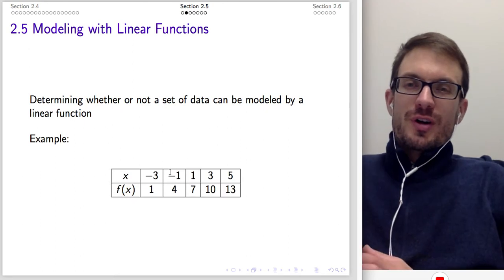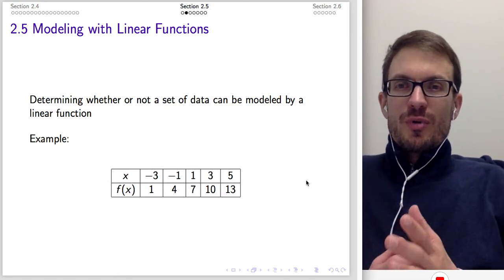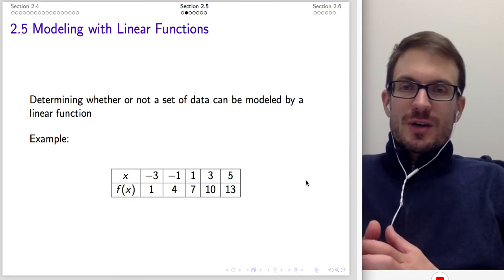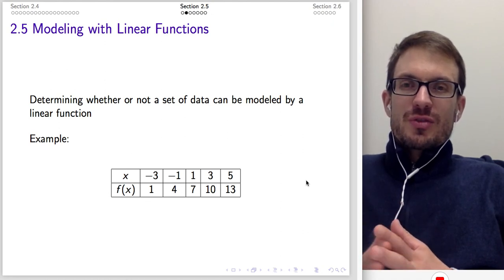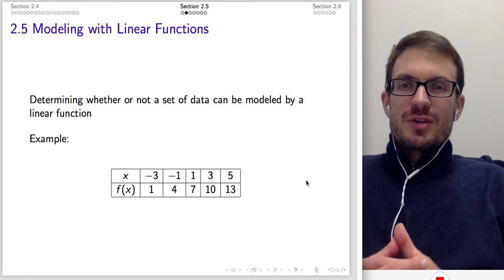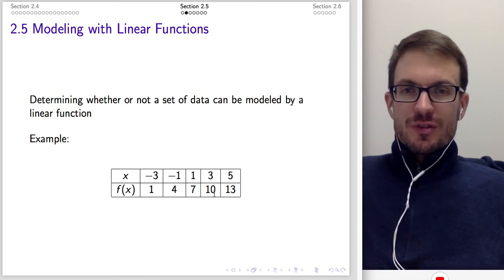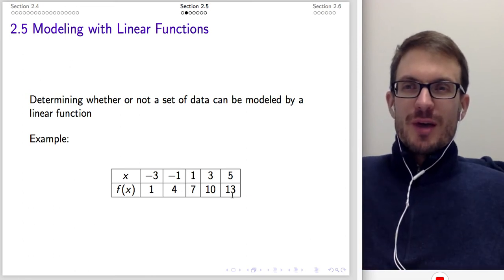So here's the first one. Is the rate of change between any 2 points constant? Well, we'll see our x is increasing by 2's, our y is increasing by 3's at all points. So sure enough, this can be modeled by a linear function.